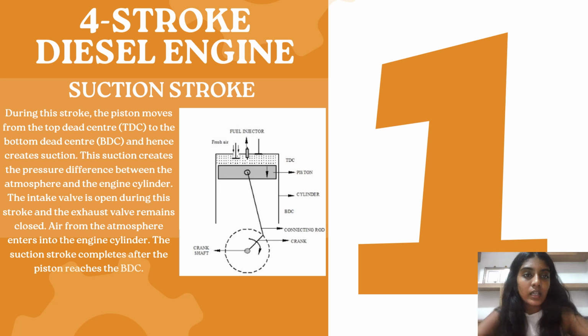Okay, so now we have a four-stroke diesel engine. So the first step is the suction stroke again. During this stroke, the piston moves again from the TDC to BDC and hence creates a suction. This suction creates the pressure difference between the atmosphere and engine cylinder. The inlet valve is open during this stroke and the exhaust valve remains closed. The air from the atmosphere enters into the engine cylinder and the suction stroke completes after the piston reaches BDC.